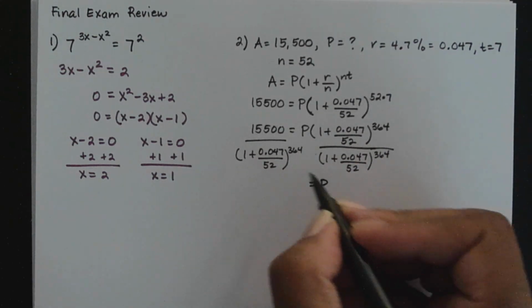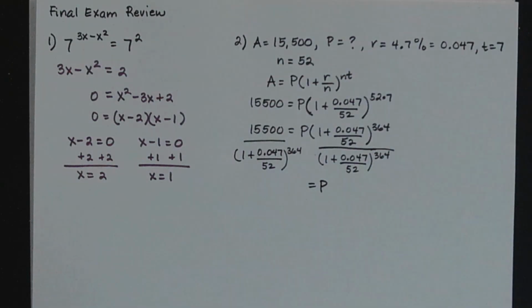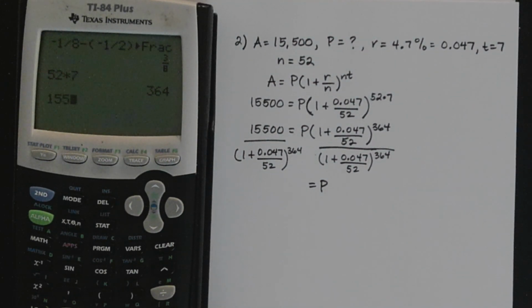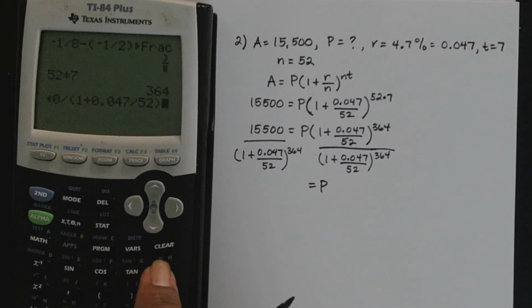So that means P is equal to, and all of this can be put in the calculator like this. Let's see, 15,500. That'd be divided by, now the denominator needs to be in parentheses, so be left parentheses, 1 plus 0.047 divided by 52, close parentheses, and then that's going to be raised to the 364, so it'd be the hat key, then 364, then press enter.